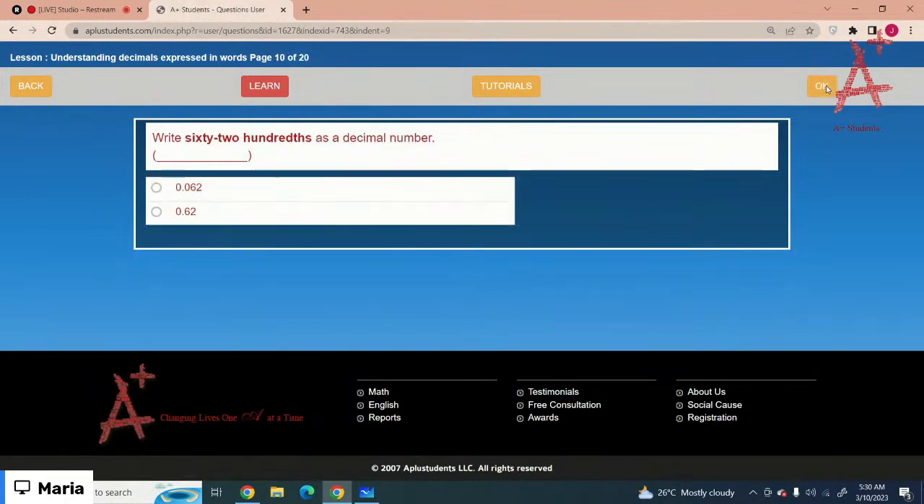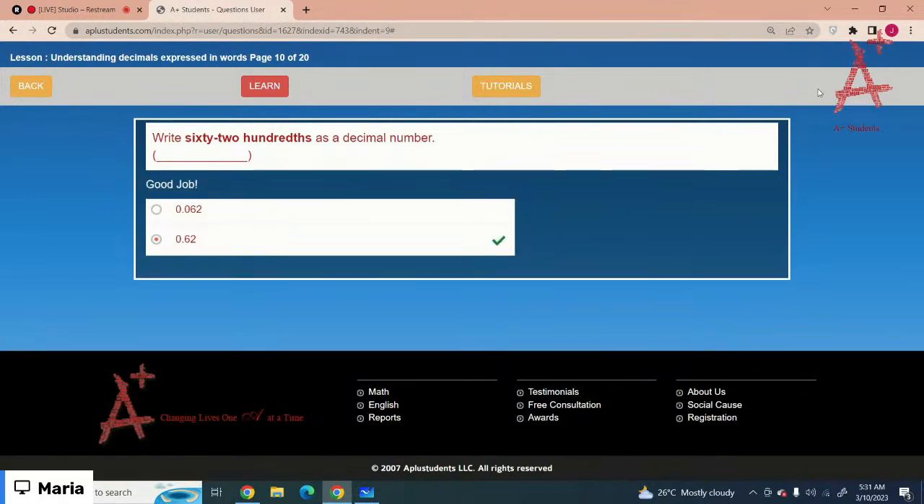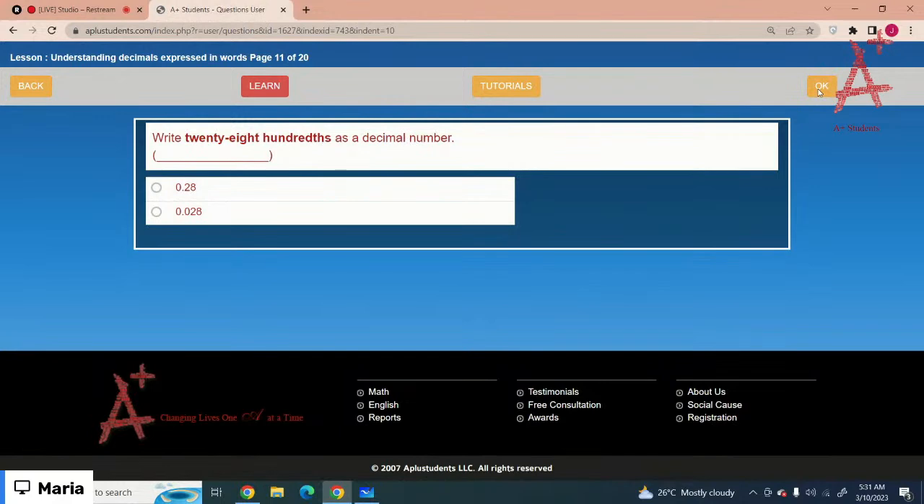Write 62 hundredths as a decimal number. So which is the correct option? It would be then 0.62. Got it? It would be 0.5, not 0.05. You have to write down the digit right below the tenths digit. So the very first digit after the decimal is tenths.